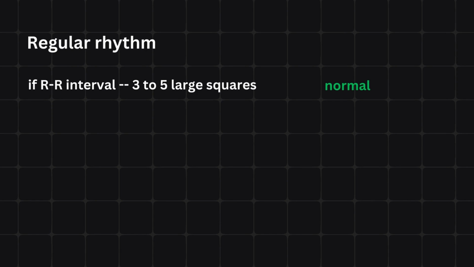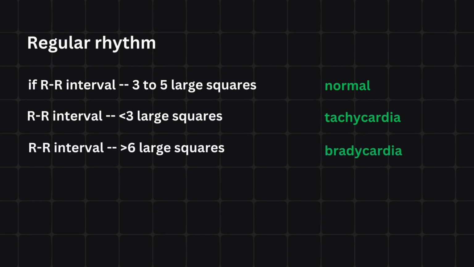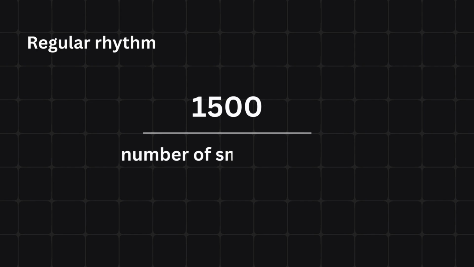Similarly, just by looking, if the RR interval is less than 3 large boxes, we can understand that there is tachycardia. If the RR interval is more than 6 boxes, we can tell there is bradycardia. What if there are no large boxes between two R waves? In such cases we use a different formula: 1500 divided by the number of small squares, which will also give us an accurate reading.